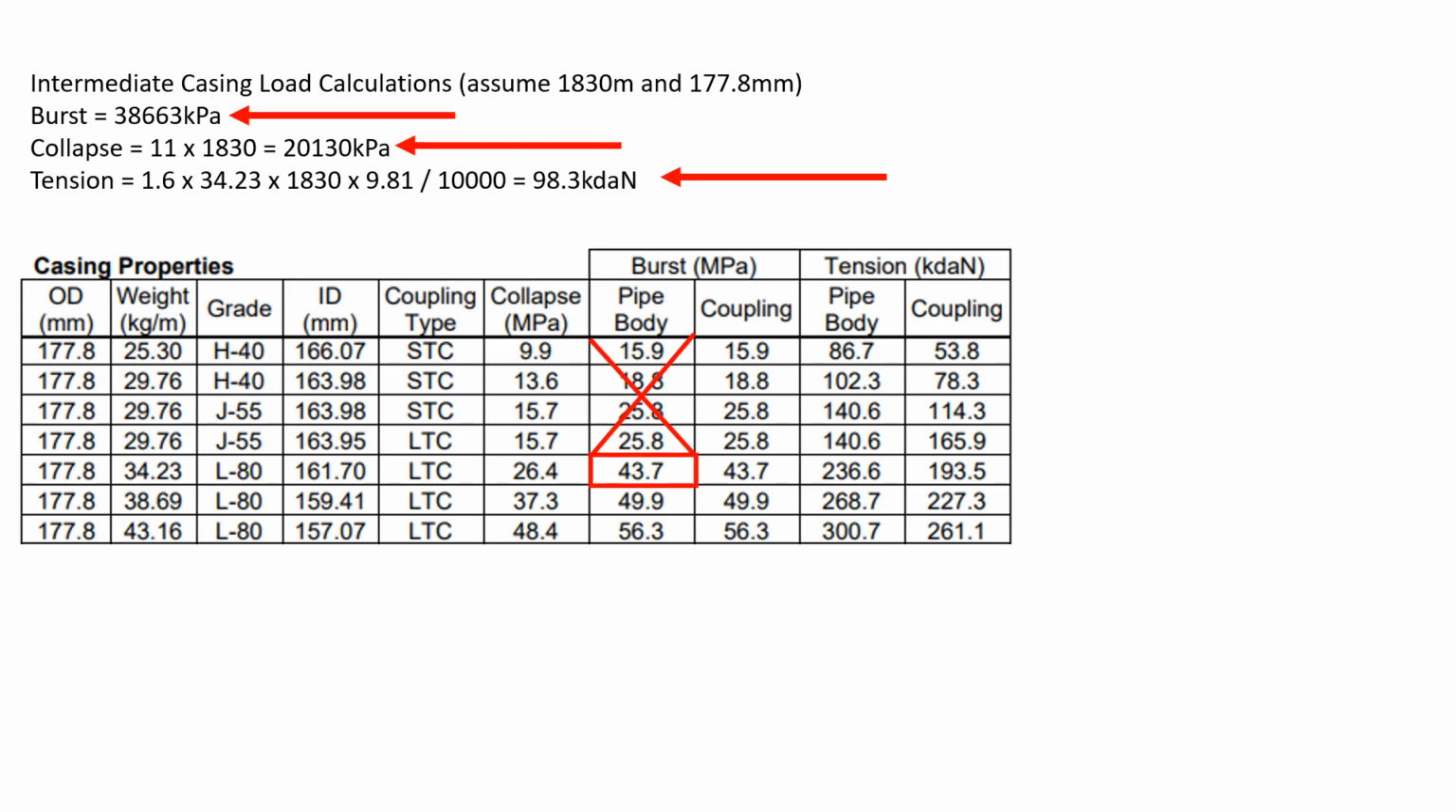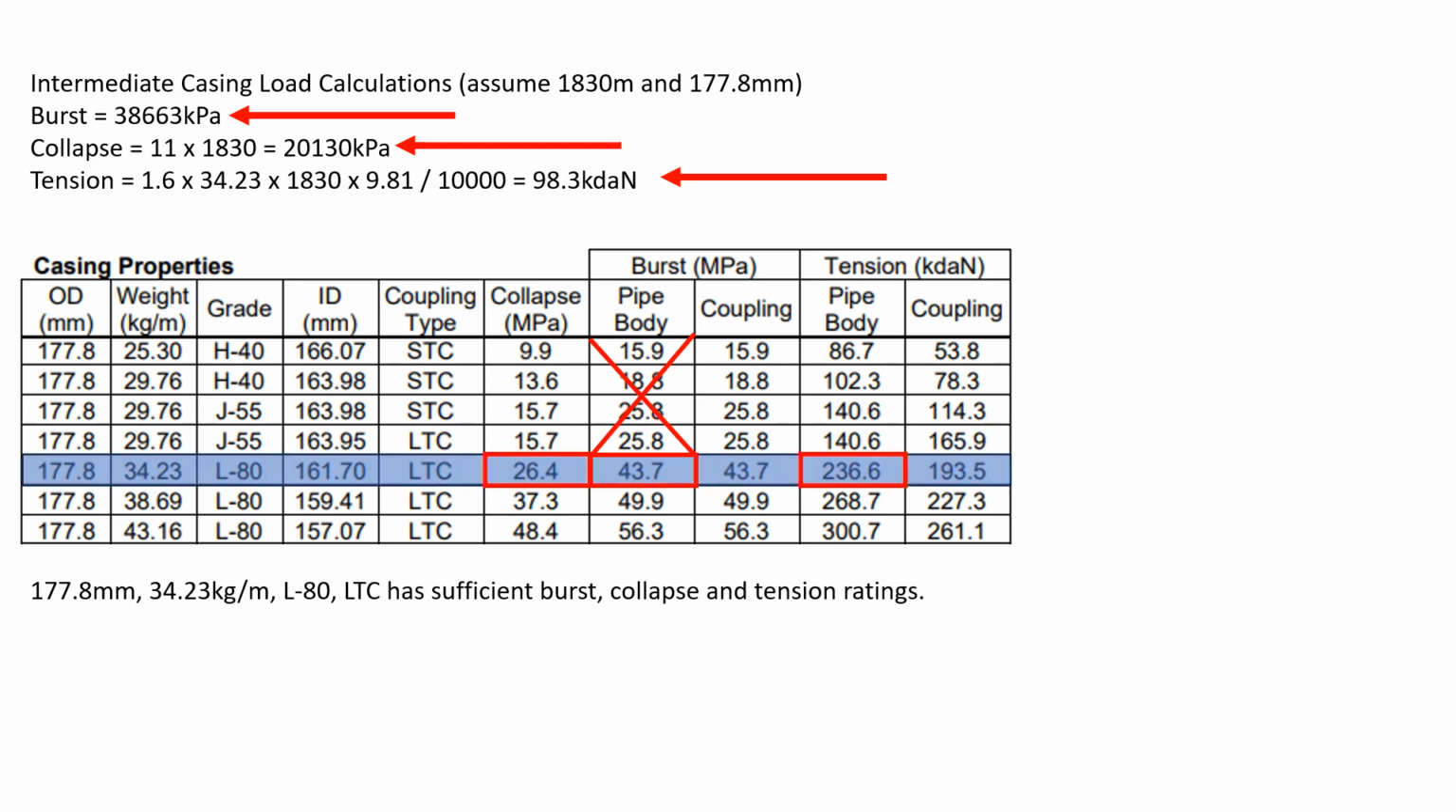Let's check the next one. So burst looks okay, collapse also good, and tension is way bigger than we calculated. So this one, the 177.8, 34.23 kilograms per meter L80 LTC is the one we will use.